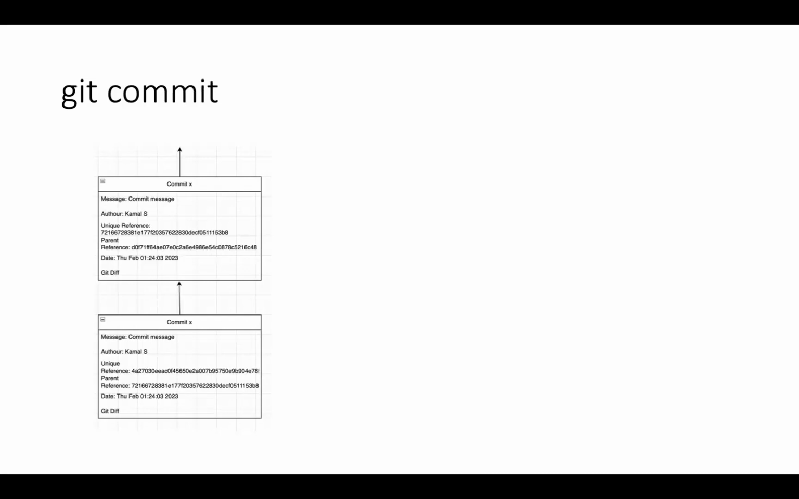The two important attributes here are the unique reference and the parent reference. Every commit has a unique reference ID, a SHA ID generated as part of the commit. It also has a reference to the previous commit. All commits have a reference to the previous commit except the first initial one. If you have the reference ID of the current commit, you would be able to trace back to the initial commit using the parent reference as an ID.